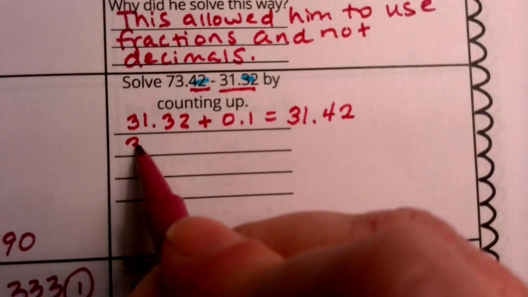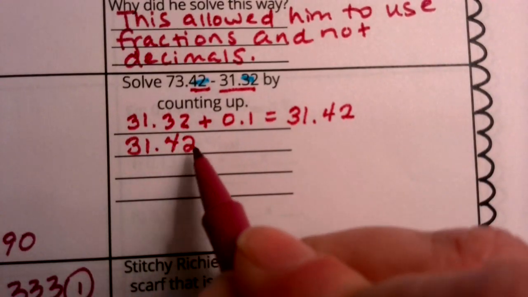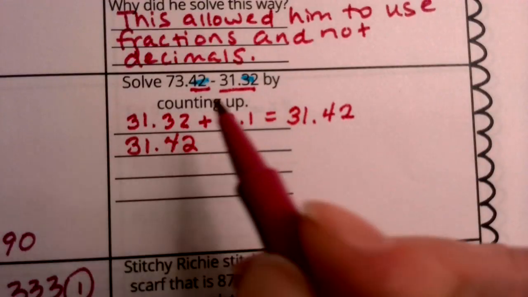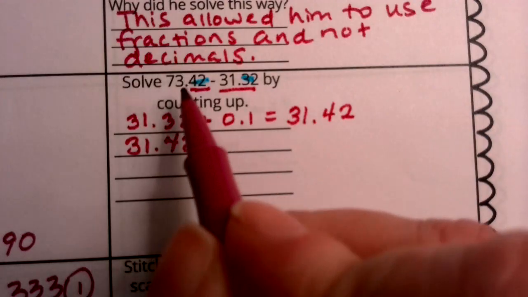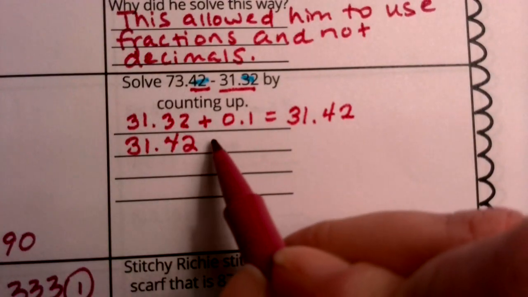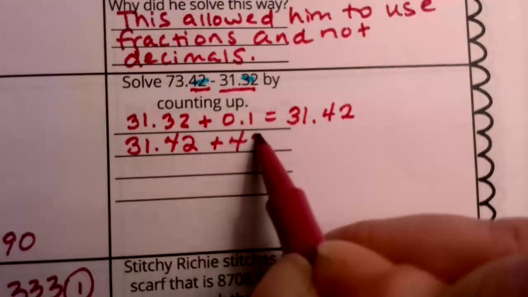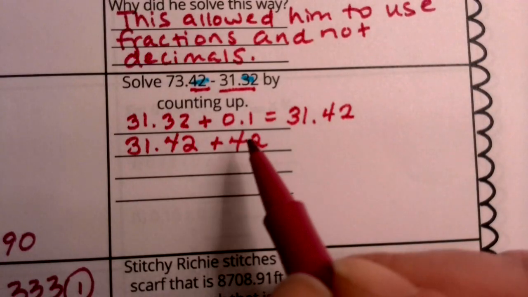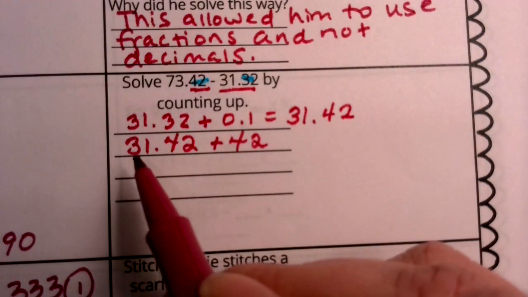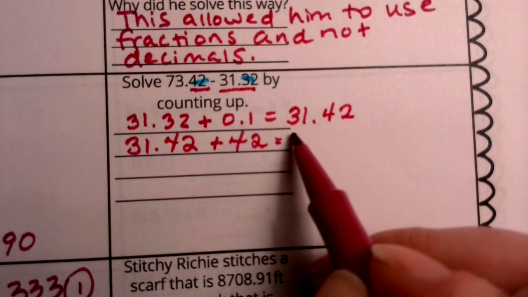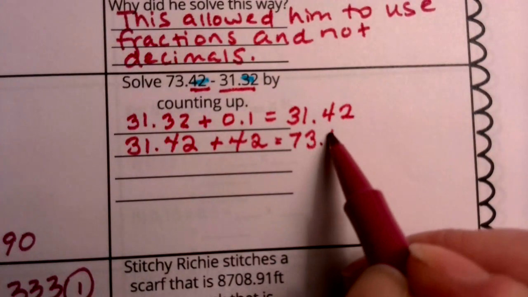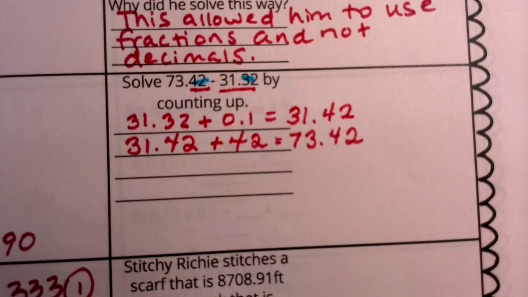Now I'm at 31 and 42 hundredths. And I want to count up from 31 up to 73. That is a difference of 42. So I went from 31 plus 42 to get to 73. And remember, I already was at that target of 4,200, right?